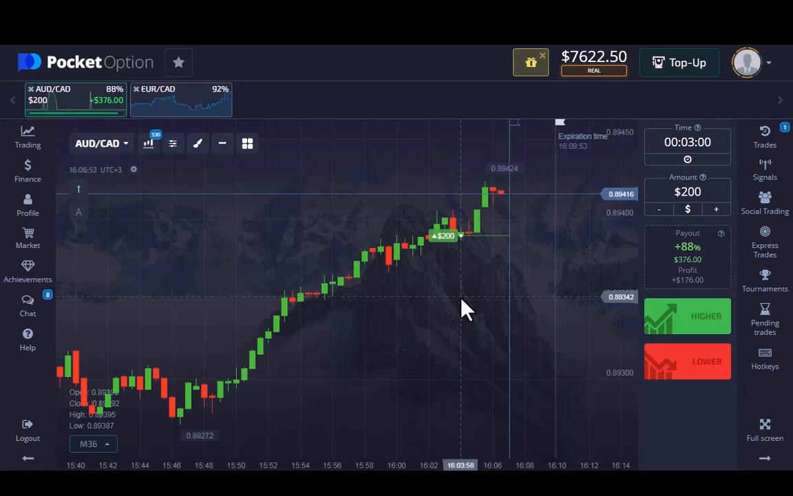As we can see on our screen, the first of the two trades that we will make today was successful, giving us the result we need.